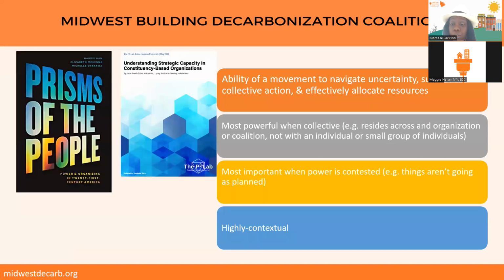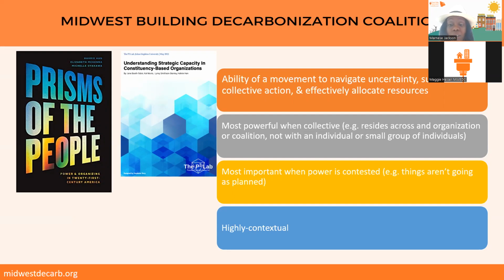So some resources for you. These are some books that are good for organizations who are trying to do some strategy at the state level and local level. Strategic capacity is the most powerful when it's held collectively, in other words, and it should reside across an organization or coalition. So I'm going to go back and revisit this book, especially with our coalition.